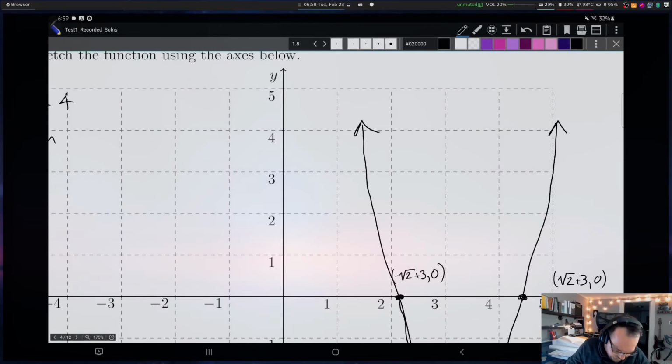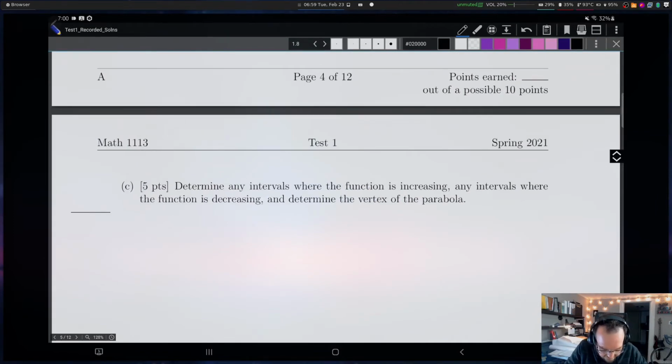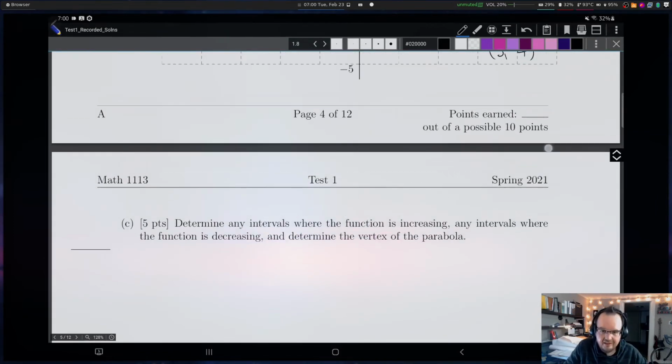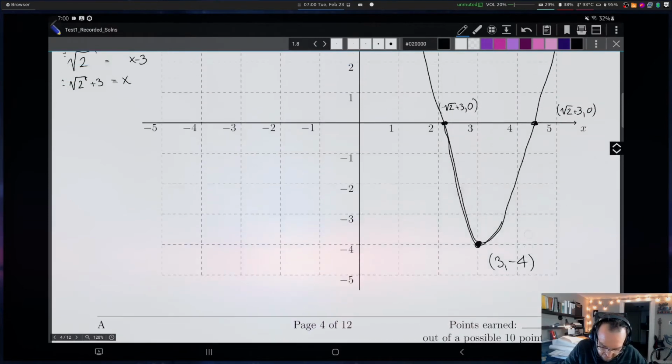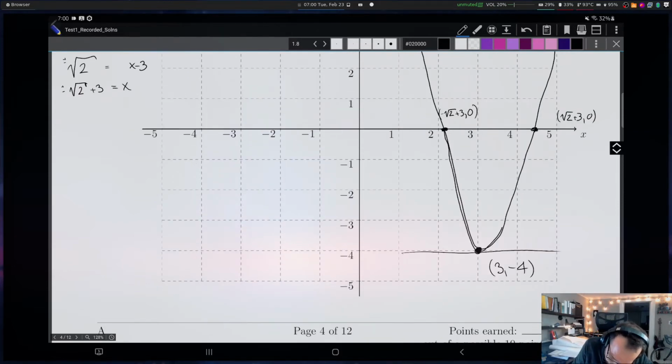Let's see here. So for the next one, we want to find out where the function is increasing, where it's decreasing, where the vertex is. Well, really this is the case for any of these quadratics. You'll have the vertex, and then on one side of the vertex it'll be increasing, on the other side of the vertex it'll be decreasing. At the vertex, it's neither, because we have this horizontal tangent line just happening right here.